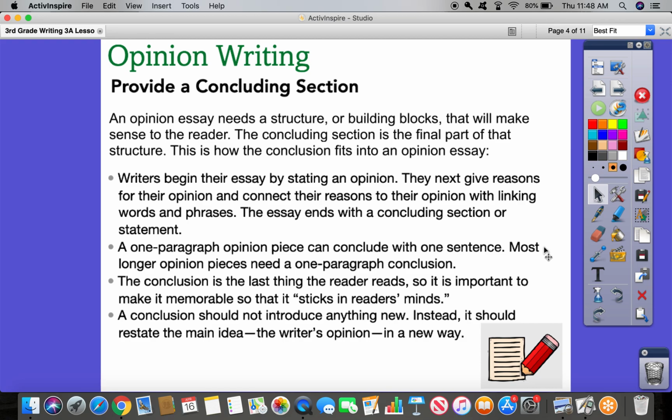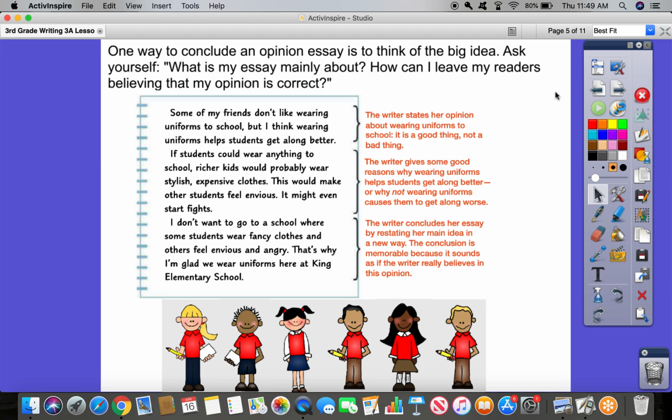The conclusion is the last thing the reader reads, so it's important to make it memorable so that it sticks in readers' minds. A conclusion should not introduce anything new. Instead, it should restate the main idea, the writer's opinion, in a new way. One way to conclude an opinion essay is to think of the big idea. Ask yourself, what is my essay mainly about, and how can I leave my readers believing that my opinion is correct?